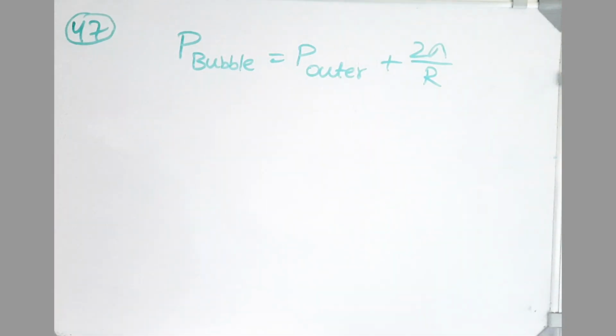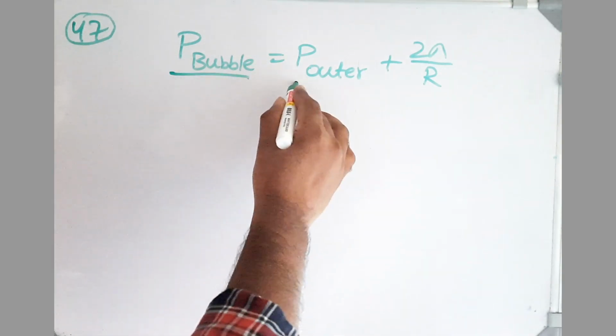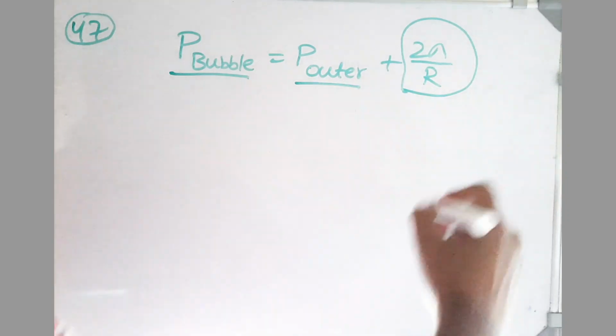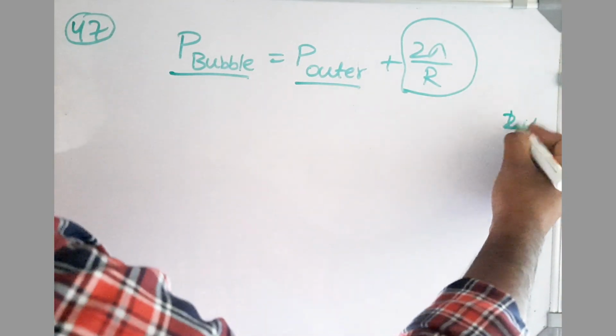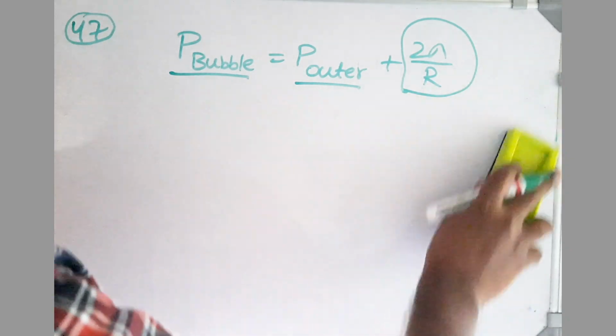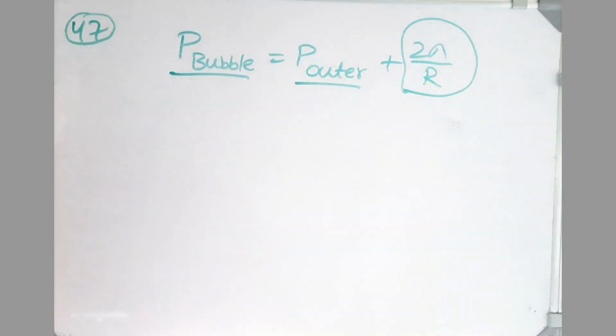Friends, question number 47. Total pressure of the bubble is given by P outer plus 2 sigma by R. Here if it is a soap bubble, since both surfaces are exposed, it will be 2 times 2 sigma by R, that is 4 sigma by R. But here only one surface is exposed and the surface is covered by the metal. Hence we are using 2 sigma by R. So don't confuse it with 4 sigma by R.